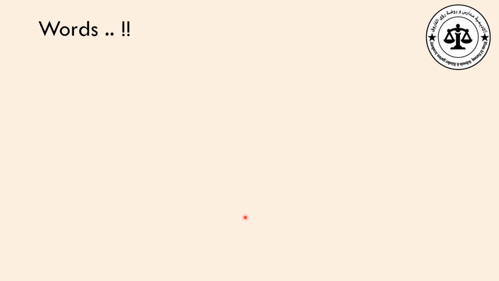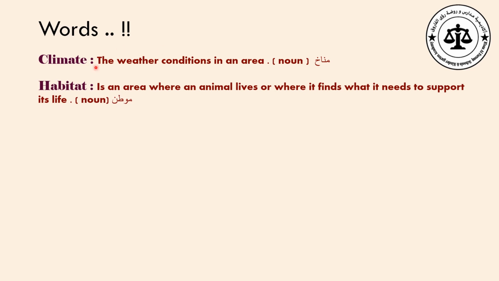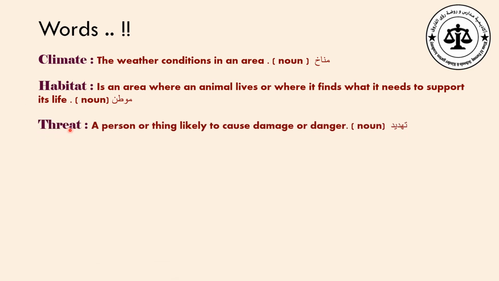Now I'm going to show you some of the important words about this unit. Number 1, climate. What do we mean by climate? Yes, the weather conditions in an area. Number 2, habitat. It's an area where an animal lives or where it finds what it needs to support its life. Number 3, threat. A person or thing likely to cause damage or danger.